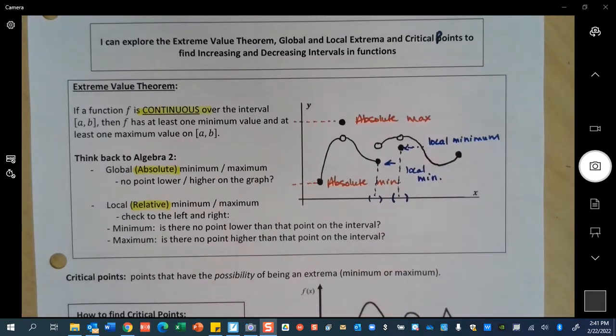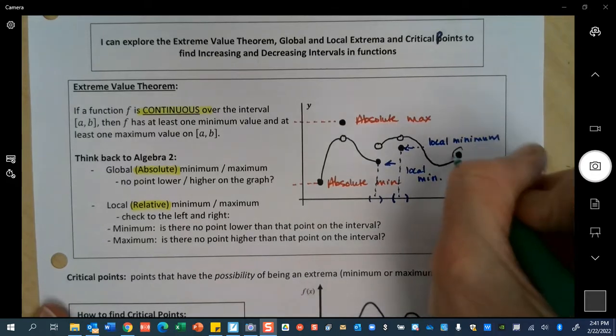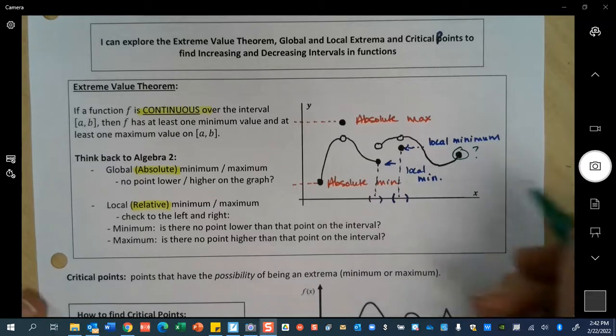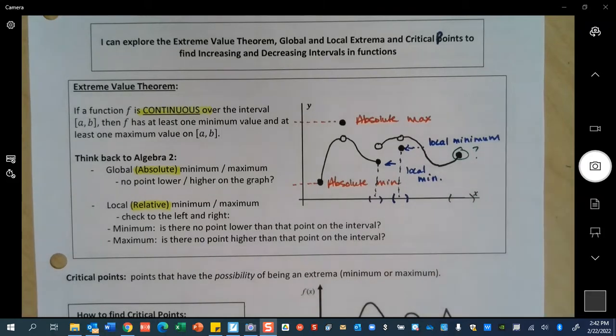There's a bit of drama in the mathematics community right now, and that is what to do with this one. Nobody argues that this is an absolute minimum as the lowest point on the graph, but whether or not we can call this a relative maximum is up for debate in the mathematics community. If you talk to 10 teachers, 5 would say yes, you can call it a relative max, and the other 5 would say no, it's an endpoint, and there's nothing on the graph on the other side of it. So in this class, we're going to leave it be. We're not going to bother labeling it something that we're not so sure that it is.